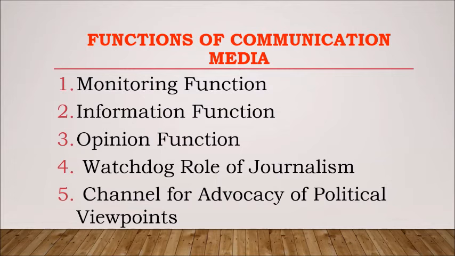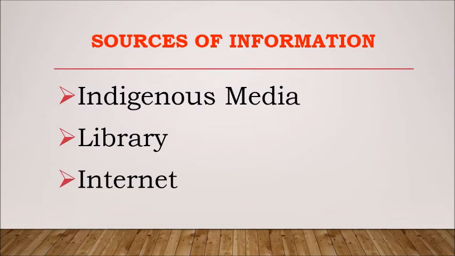Fourth is the watchdog role of journalism. Watchdog journalists gather information about wrongdoings of people in power and deliver it to the public so the public can understand what happens in society and stop wrongdoings. Communication media is also a channel for advocacy of political viewpoints. So those are the different functions of communication media: the monitoring function, information function, opinion function, the watchdog role of journalism, and the channel for advocacy of political viewpoints.